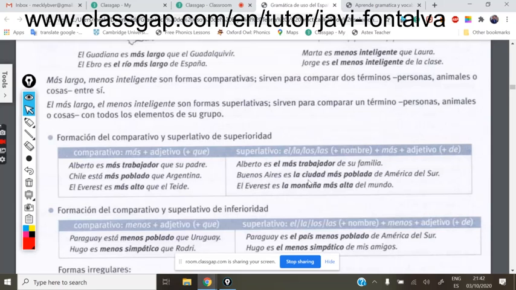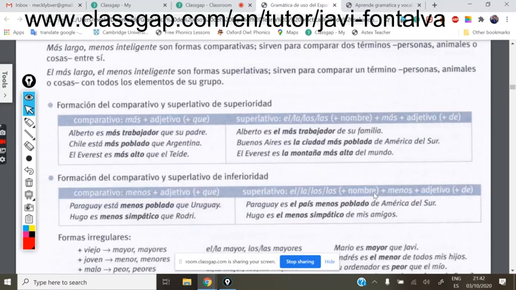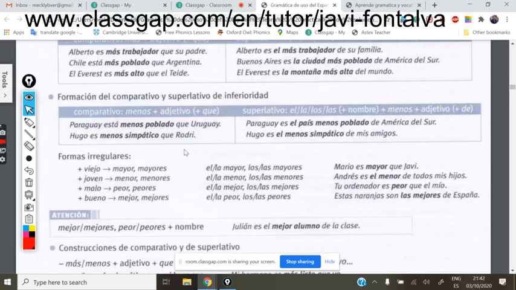Buenos Aires es la ciudad más poblada de América del Sur. So, most populated city in South America. El Everest es la montaña más alta del mundo. So, highest mountain in the world. Now, let's take a look at the opposite. So now we're going to say less and least.